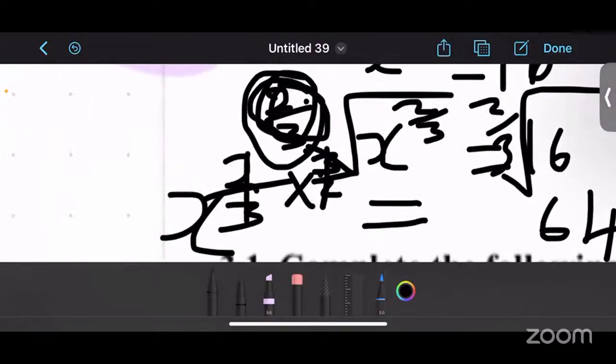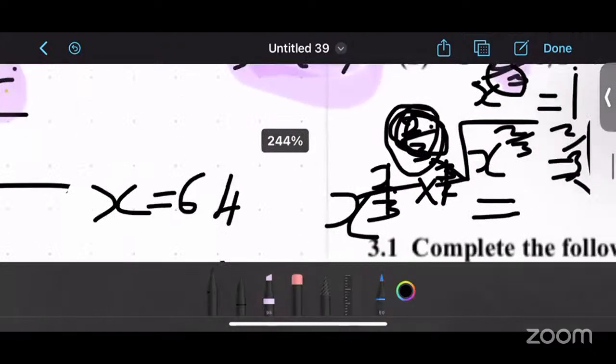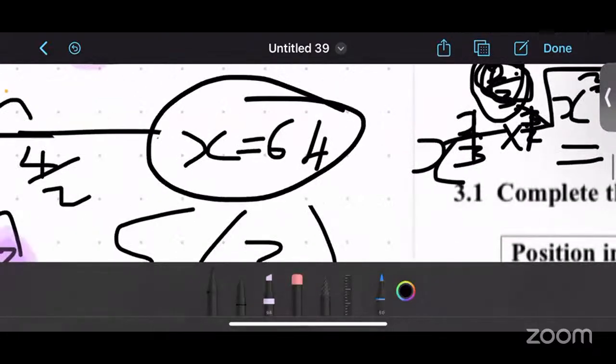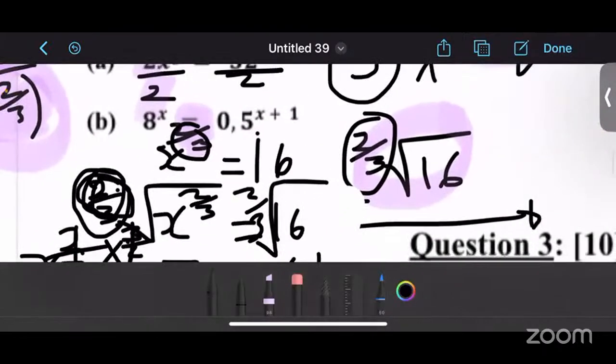So this will cancel this. Then we have x being equal to 64. This is our final answer. Now let's check another way of doing it. Because we are trying to get rid of the 2 over 3 exponent over here, we can just introduce an exponent, multiplying both the exponents of x and 16 with a 3 over 2, because we want to get rid of the 2 over 3.